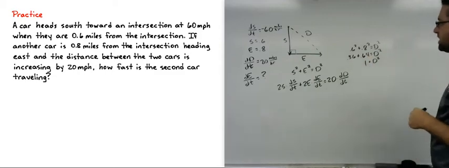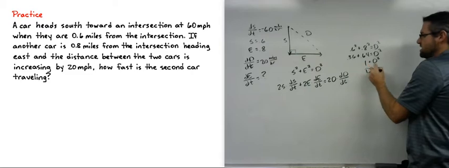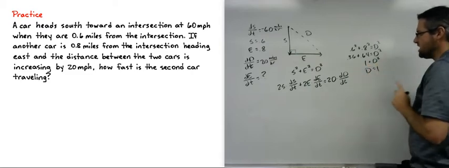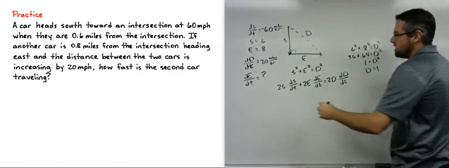Okay, so we get d squared equals 1. So that means d equals 1. D equals 1 at this moment in time. So now I have all the information I need to plug in.